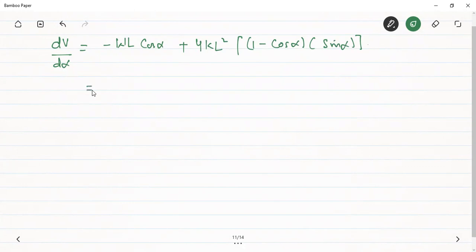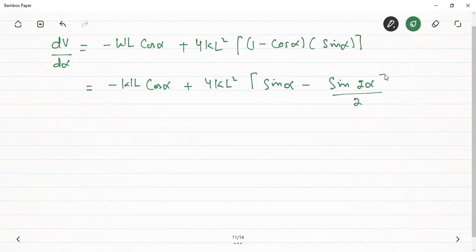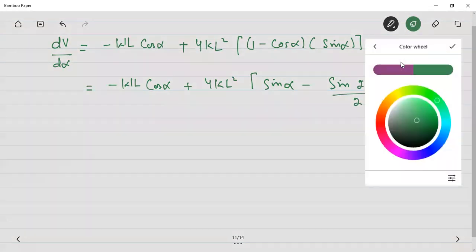We can simplify it a little bit. It will be equal to minus WL cos alpha plus 4k L square, we'll have sine alpha minus sine alpha cos alpha. Now I can multiply by 2 and divide by 2. So it will become twice sine alpha cos alpha, which is equal to sine 2 alpha. Since I multiplied the numerator by 2, I have to divide the denominator by 2. So now we can compute the second derivative.